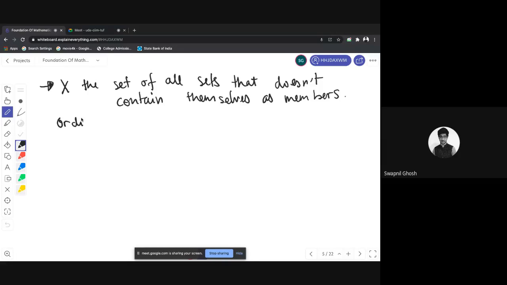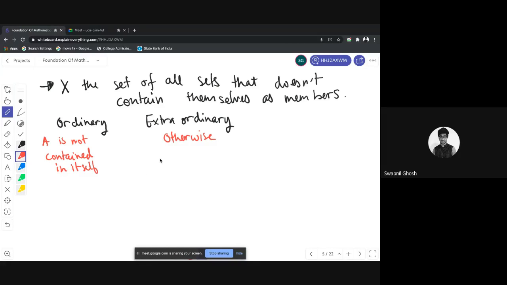Let us call them ordinary and extraordinary. A set A is ordinary if A is not contained in itself, otherwise, A is extraordinary, that is, A is contained in itself. Now it's clear that any set will either be ordinary or extraordinary. These are mutually exhaustive and exclusive. So now let us try to see whether X is ordinary or extraordinary, right?